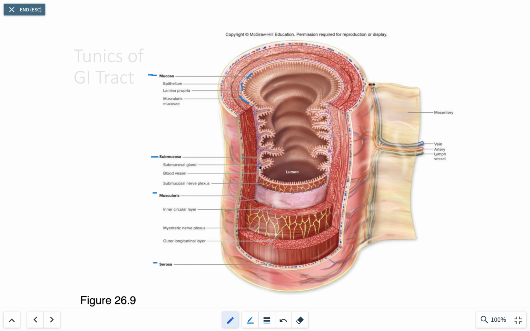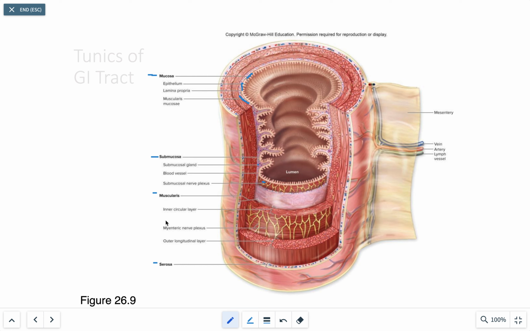We also have a high concentration of blood vessels, and then we also have a nerve plexus, and the nerve plexus is important. It's going to be the first associated ganglion. We have both the sympathetic and parasympathetic system in the submucosal nerve plexus, and it's also called a Meissner plexus.